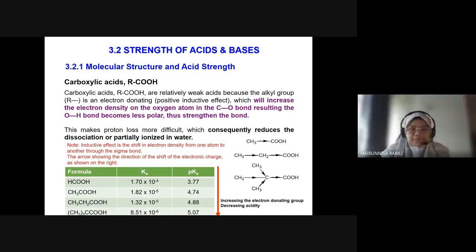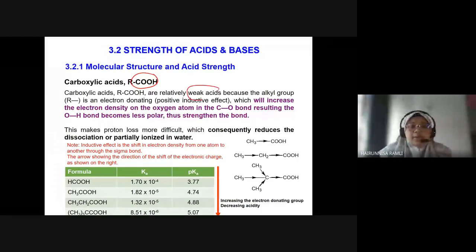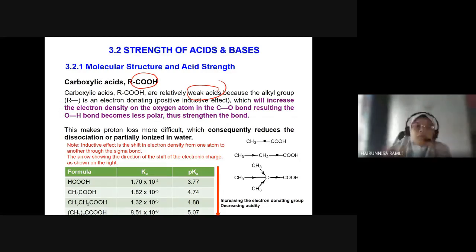Okay, so earlier was polyprotic acid, now is carboxylic acid. Carboxylic acid is the COOH group. Carboxylic acids are relatively weak acids. We automatically know it is a weak acid actually. It will never become a strong acid. Okay, it is because of the alkyl group.